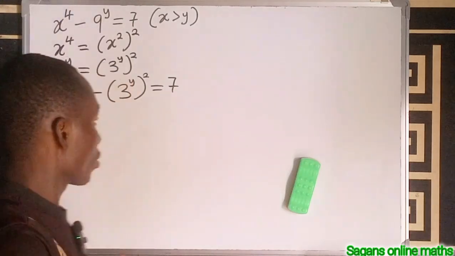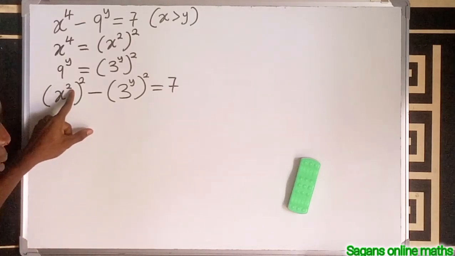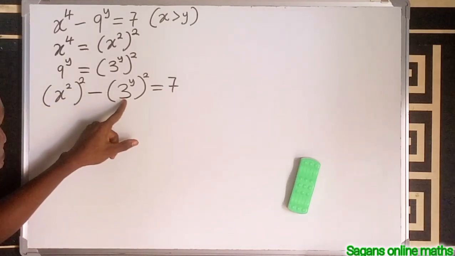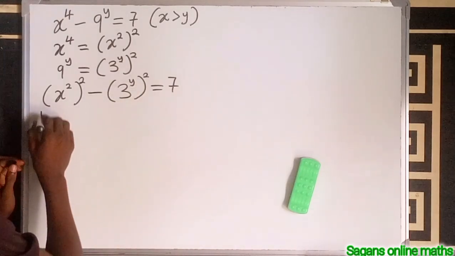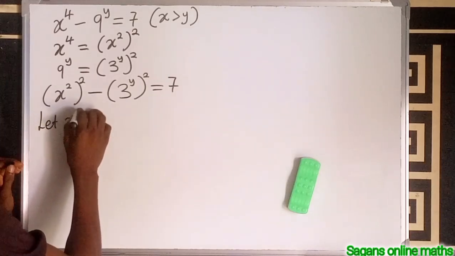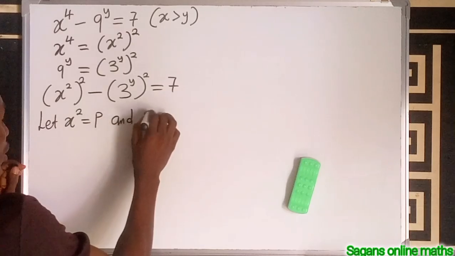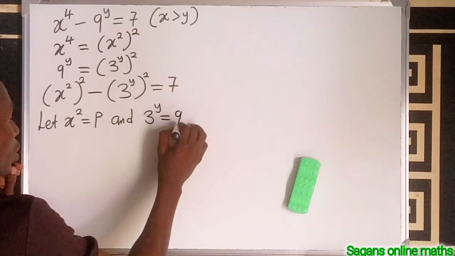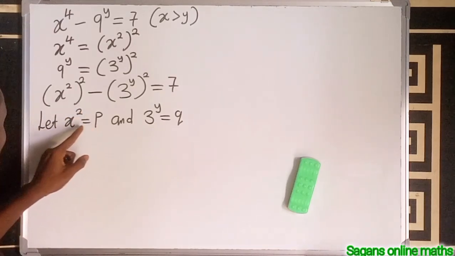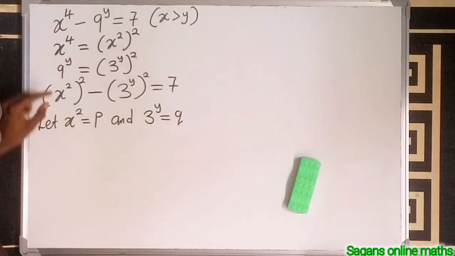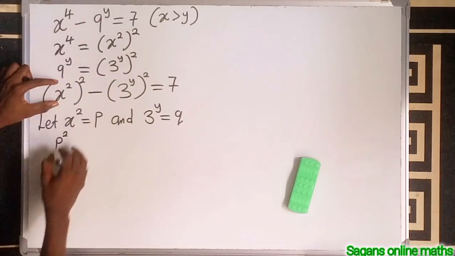Okay? Now, our second step is to represent x to the power of 2 by any variable and represent 3 to the power of y by any variable, to make it very simple. So now say that let x to the power of 2 equal P, and 3 to the power of y equal Q. If x to the power of 2 is P, it means that anywhere we see x to the power of 2, we're going to substitute P. Look at x to the power of 2 here, we have P, but the power here is 2, so we have P square.